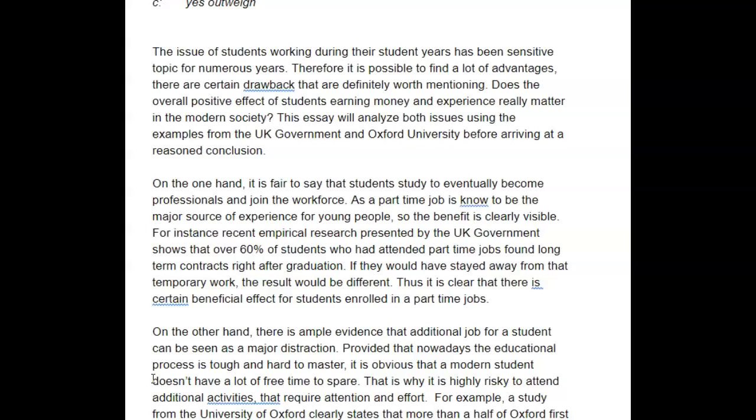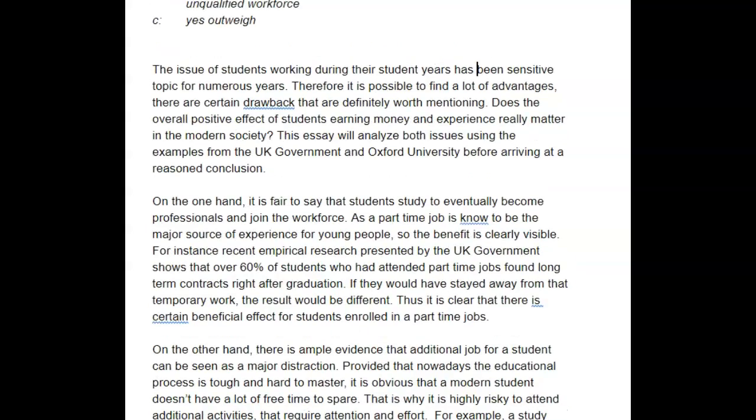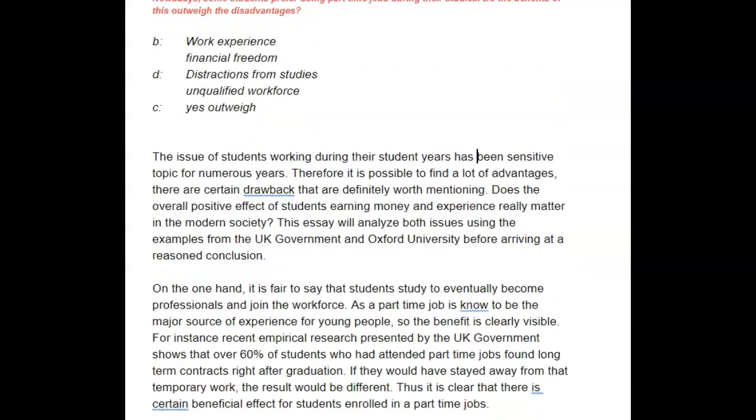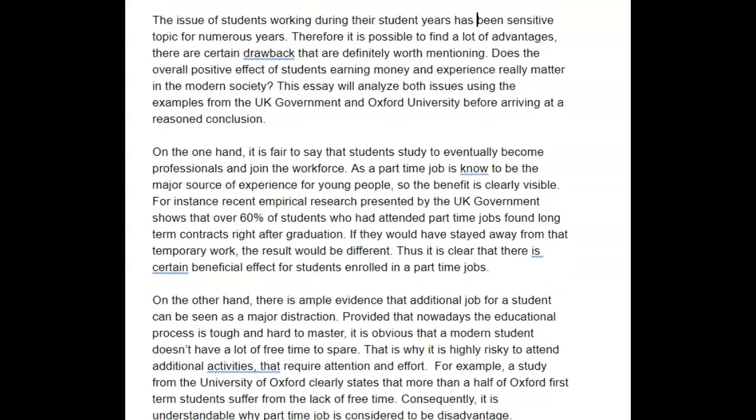So let's take a look at what you've done here. This is the topic about part-time jobs and the advantages and disadvantages. Let's see what you said. The issue of students working during their student years has been a sensitive topic for numerous years. Therefore, it is possible to find a lot of advantages. There are certainly drawbacks that are definitely worth mentioning.